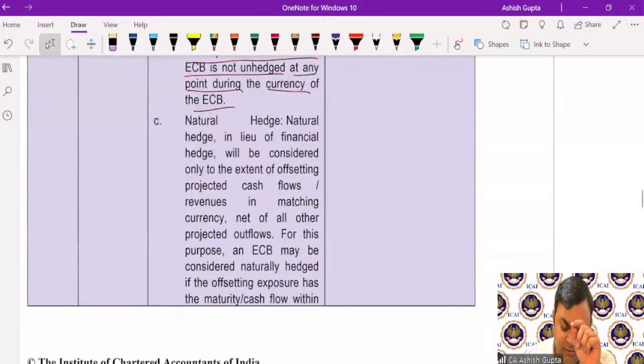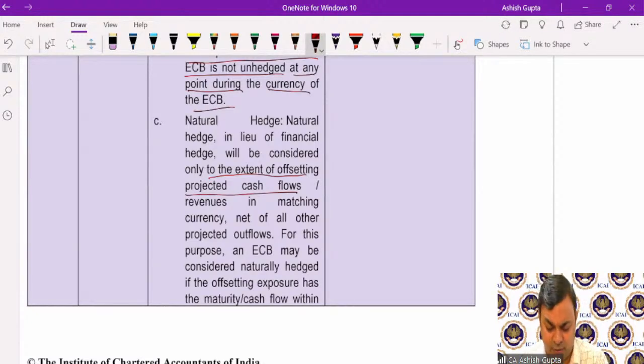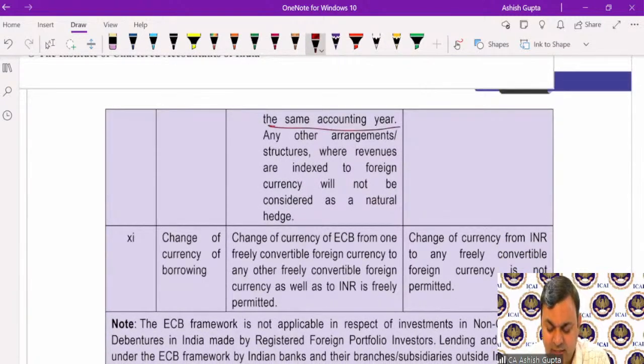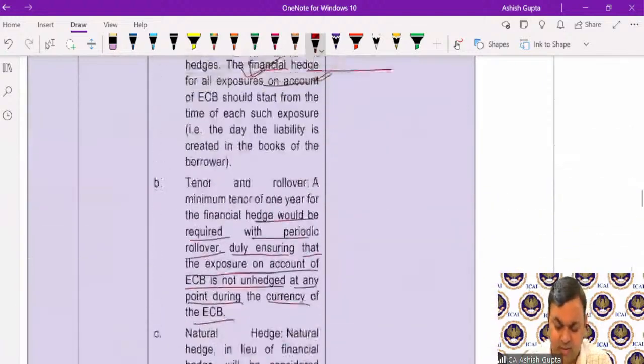Natural hedge. Natural hedge in lieu of financial hedge will be considered only to the extent of offsetting projected cash flow and revenue in matching currency, net of all other projected outflows. For this purpose, an ECB may be considered naturally hedged if the offsetting exposures have the maturity or cash flow within the same accounting year. Any other arrangement structures where revenues are indexed to foreign currency will not be considered as a natural hedge. That cannot be considered as a natural hedge.